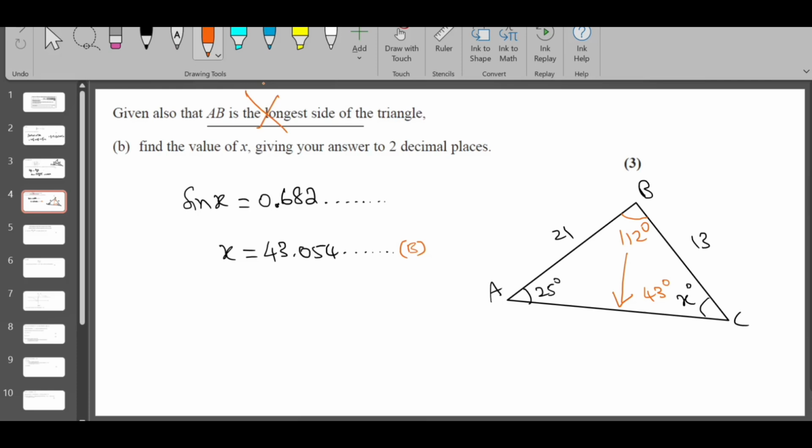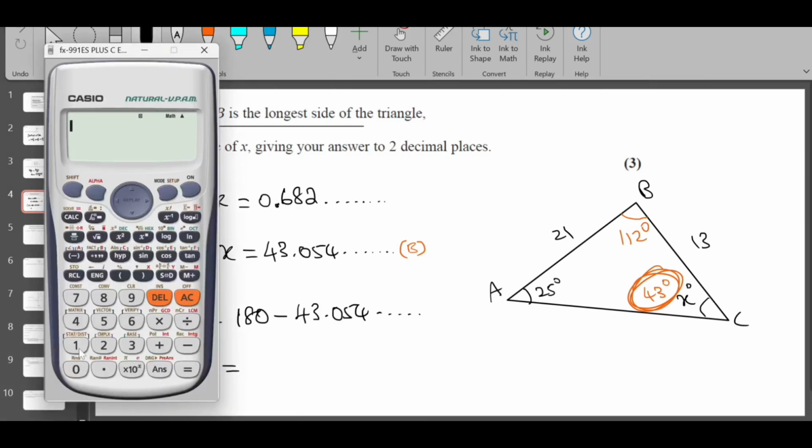But the question says AB is the longest side, so definitely this is not 43. Even though we calculated 43, it shouldn't be 43. It happens only when you apply the sine rule. Sometimes you get the acute angle as the answer, but they are expecting you to write an obtuse angle. So what you need to do, it's very simple. Therefore x is, you just need to subtract the answer from 180 and write the answer.